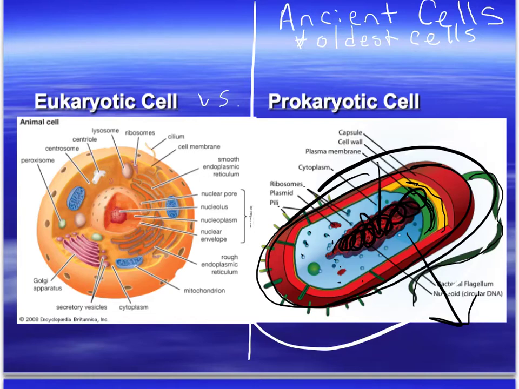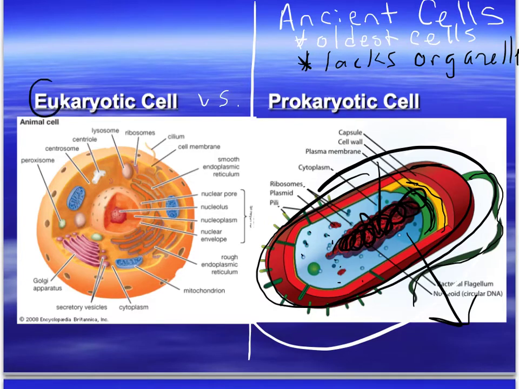But that's basically it. So we're not talking about something that's very complex. This is an old cell. It lacks most of the organelles that you see in the eukaryotes.